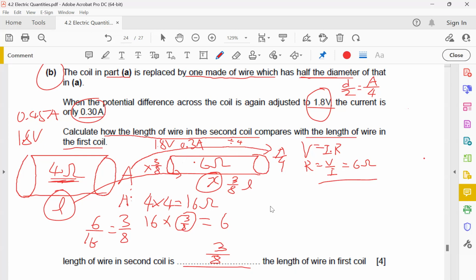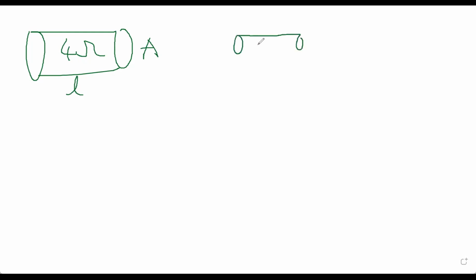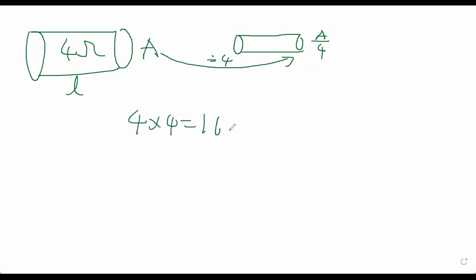I think you're going to get even more confused right now. Okay, I start from here. So right now we established that this thing here is like 4 ohms, and this is area and length. The new one is half the diameter, so it's going to be a quarter of the area. First I compare the area: here to here is a divide by 4. Then it's going to be 4 multiplied by 4, which is 16 ohms. But this wire is at 1.8 volts and 0.3 amperes.